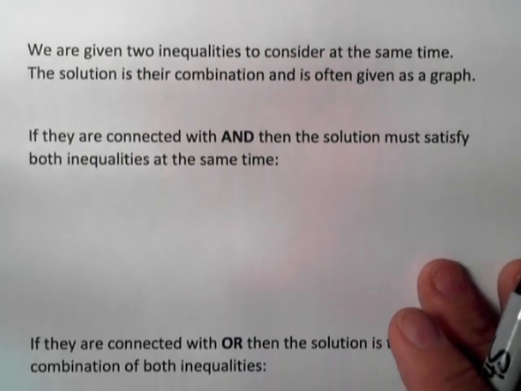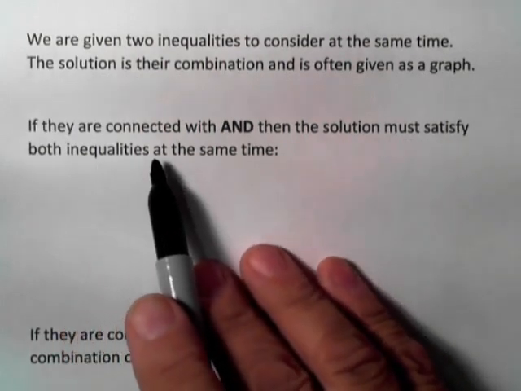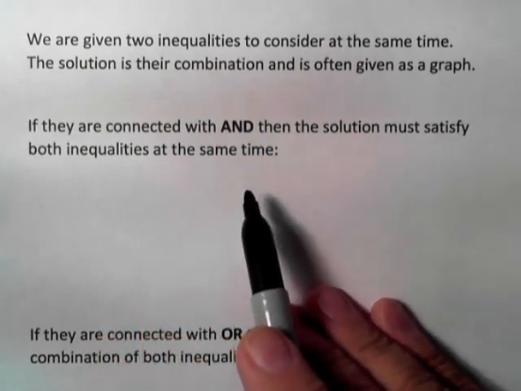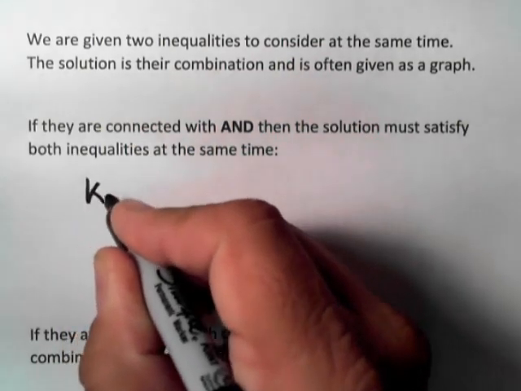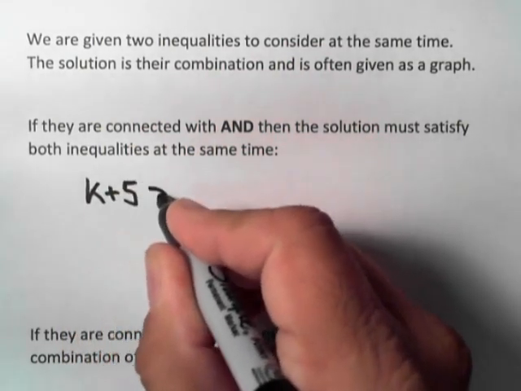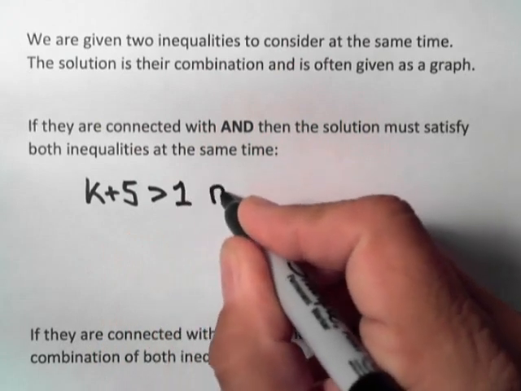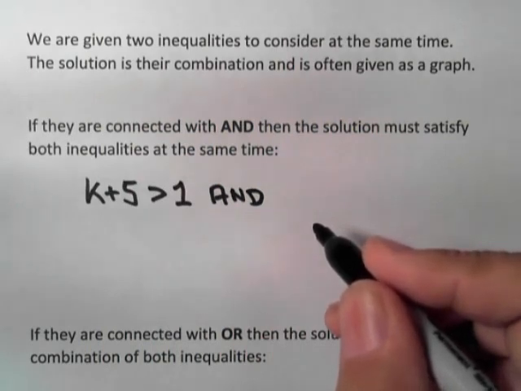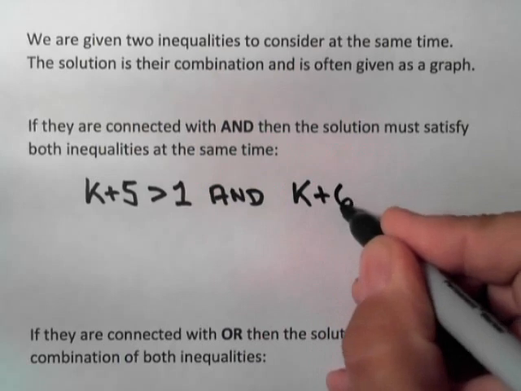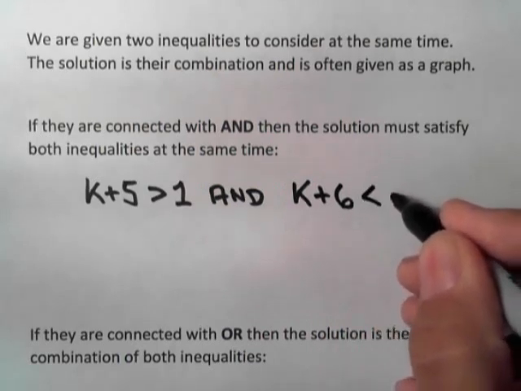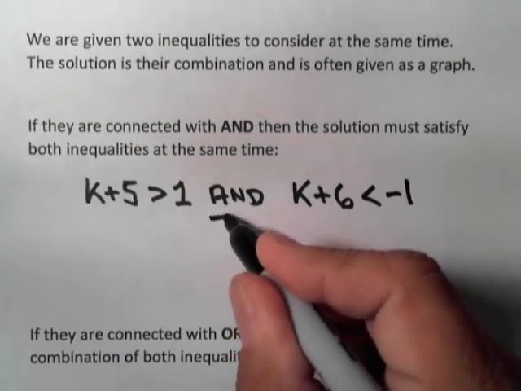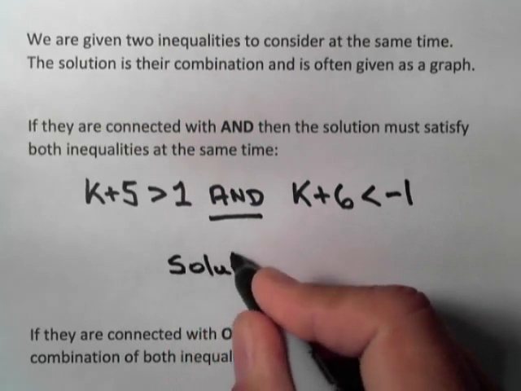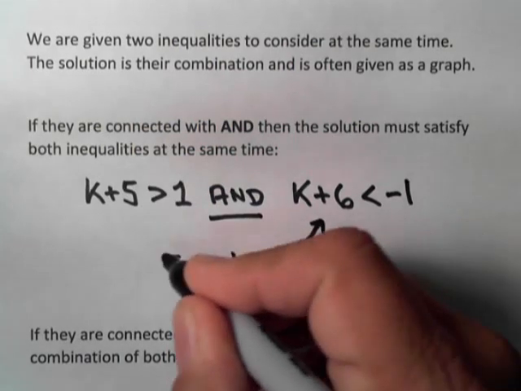So here's the idea. If they are connected with and, then the solution must satisfy both inequalities at the same time. Let's give you an example here. You might have something like k plus 5 is greater than 1. And then you have the and. Okay? And then we might say k plus 6 is less than negative 1. Well, the and here simply means that the solution of this problem comes from both of these.